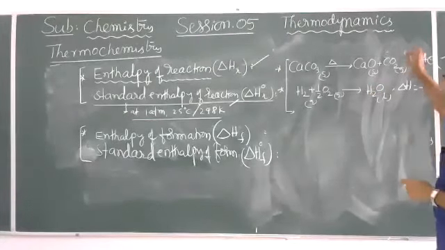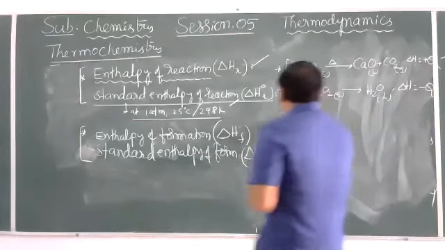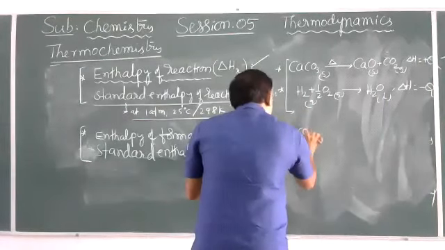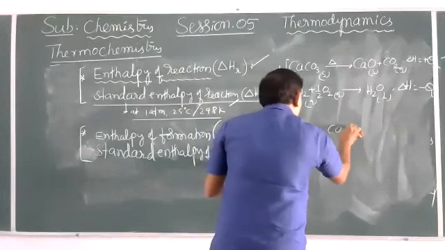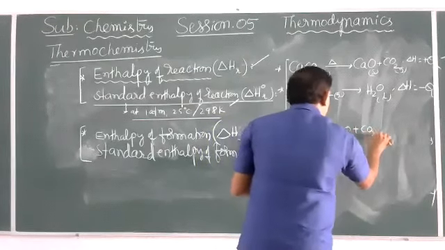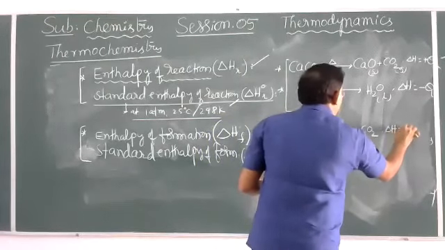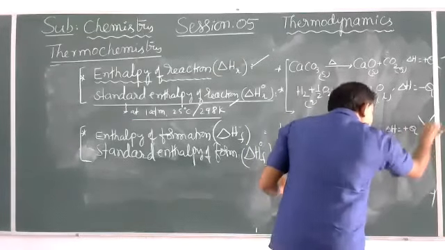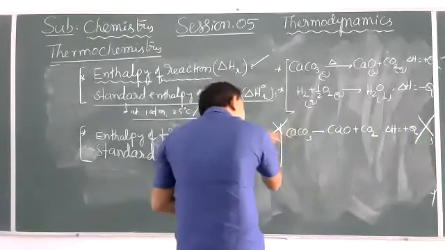But among these two, here CaCO3 gives CaO plus CO2, delta H is equal to plus Q kilojoules, is not suitable for this. It is not suitable.